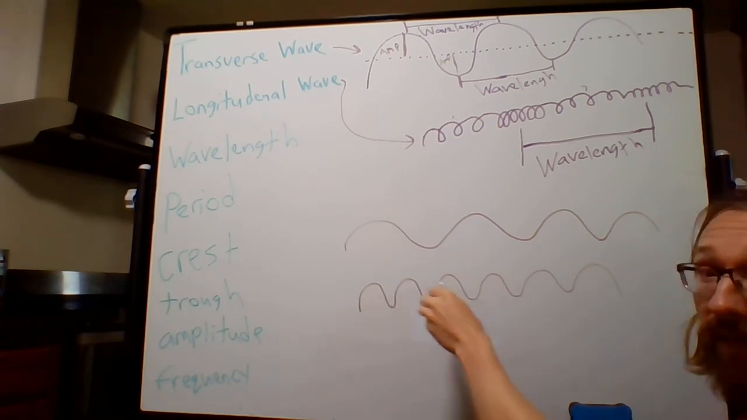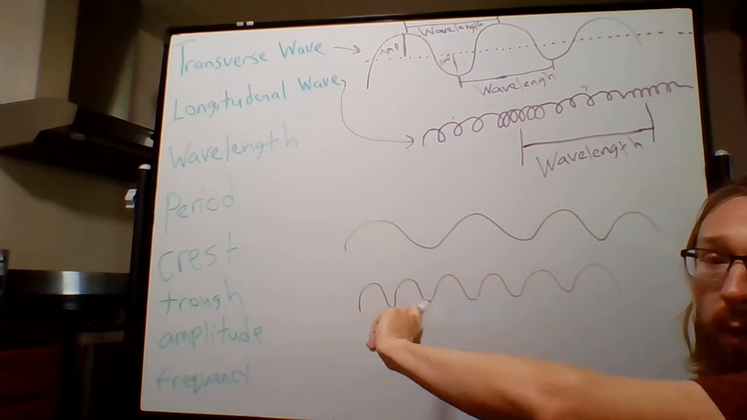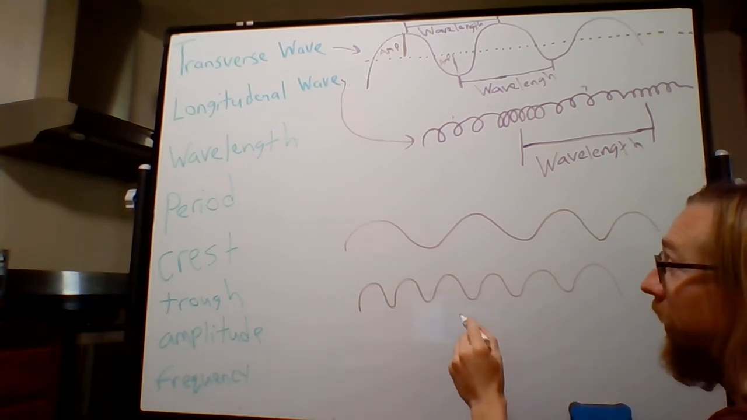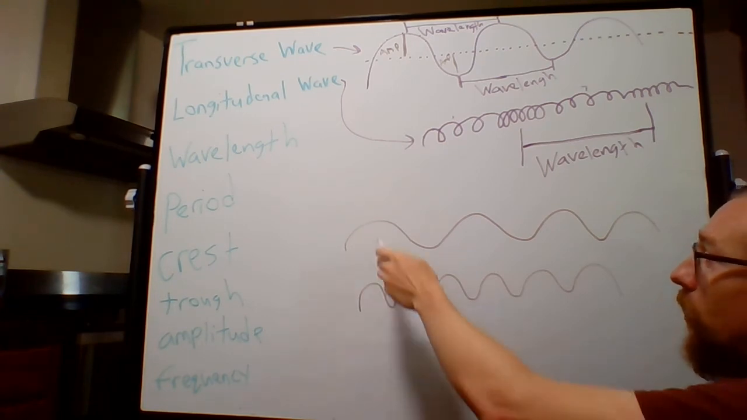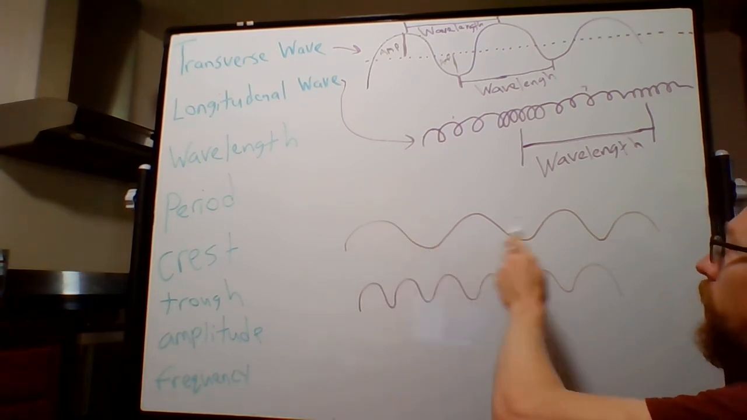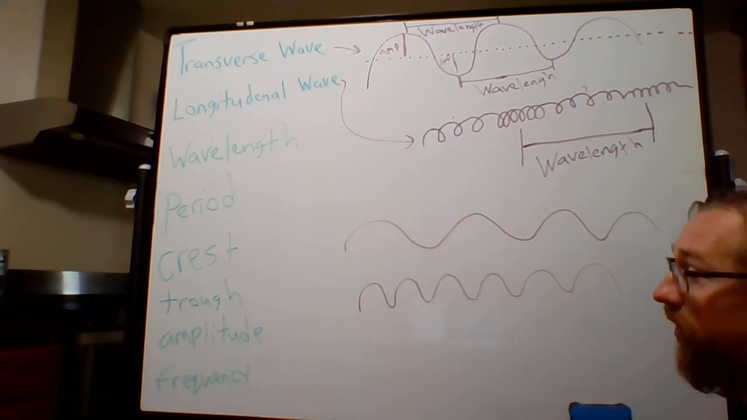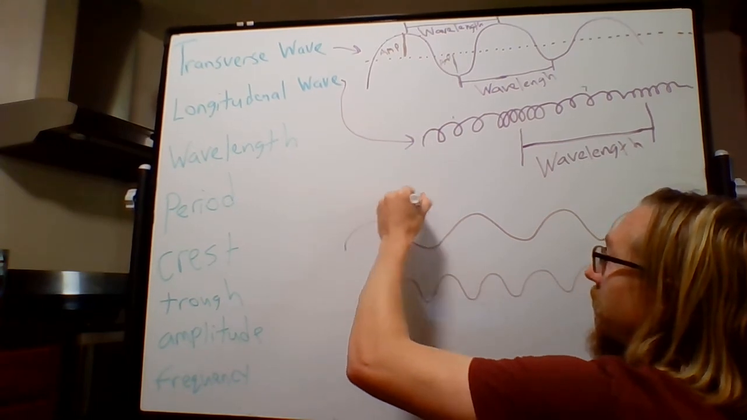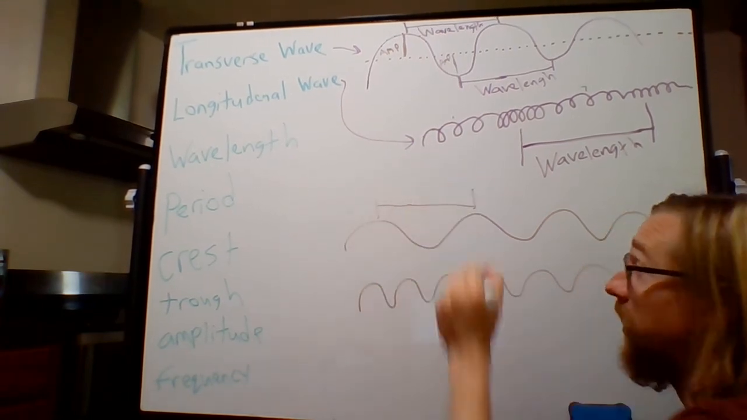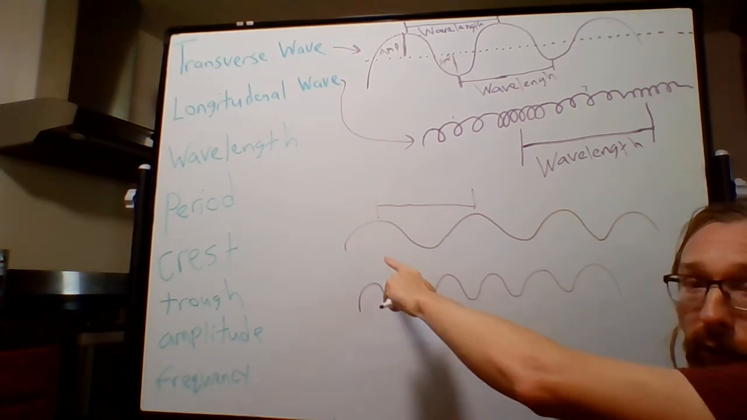So this wave has higher frequency, okay? Because it produces more waves in a given amount of time. So it produced 6 waves in that given amount of time, while this one only produced 1, 2, 3, 4. Okay, so this is high frequency, this is low frequency. Okay, and as you can see here, the longer the wavelength, also you could say the longer the period, that means the lower the frequency.